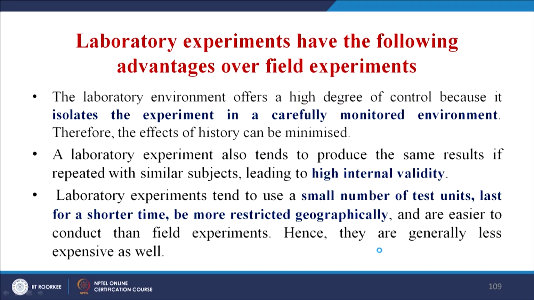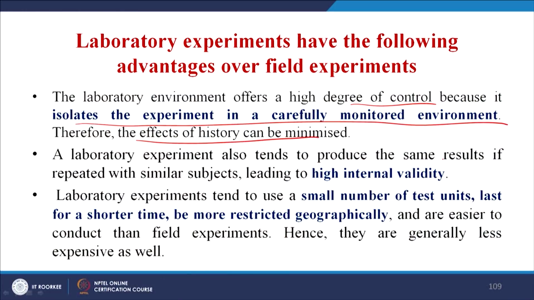Okay. So, the laboratory experiment environment offers a high degree of control, because it isolates the experiment in a carefully monitored environment, right. Therefore, the effect of history can be minimized. You remember history? History is, for example, what was happening in the environment at the same time. For example, you want to know the impact on income of a person, and the economy is going down at the same time. So, that is an effect of history. Laboratory experiments also tend to produce the same results if repeated with similar subjects, leading to high internal validity. If you repeat it, then it will give you a high internal validity.